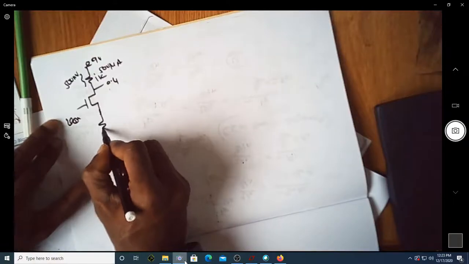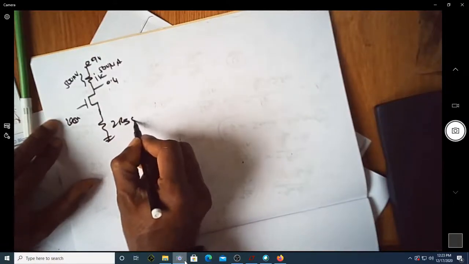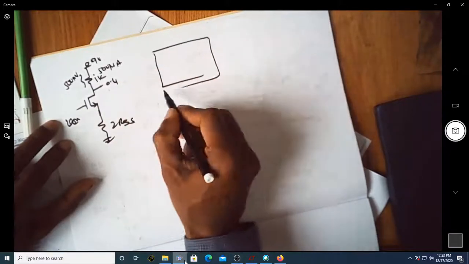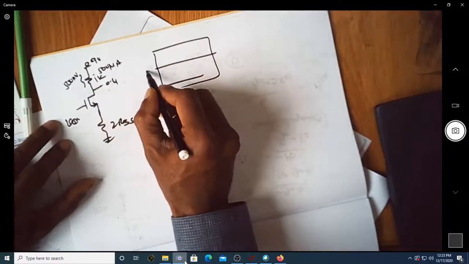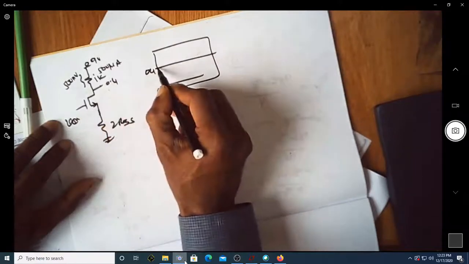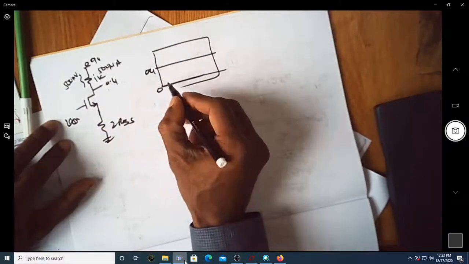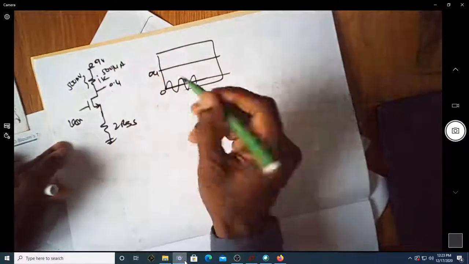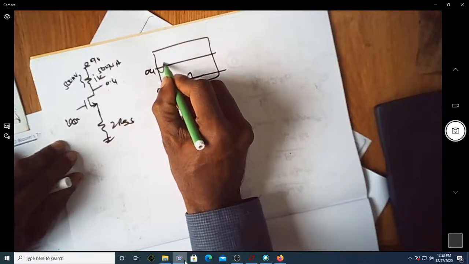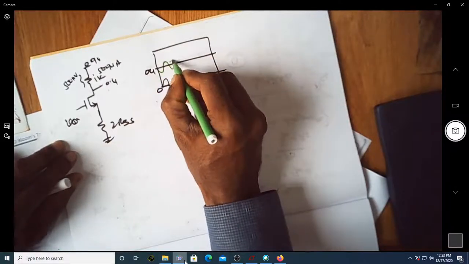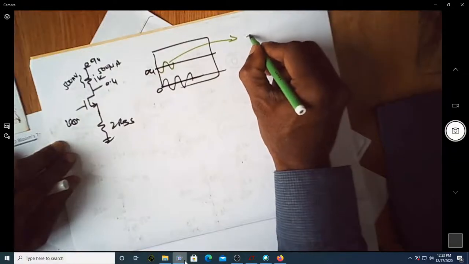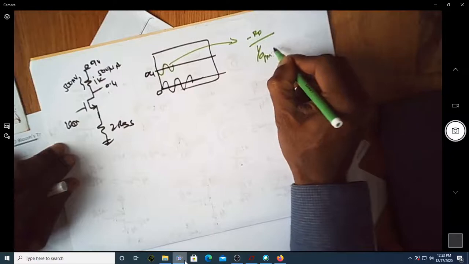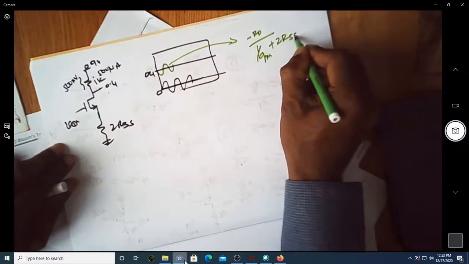You are applying a VCM here, and there is effectively a 2 RSS, and the output is centered around 0.4 volt. If the input voltage is going high, the output voltage will actually go in the opposite direction. The gain of this happens to be minus RD divided by 1 over GM plus 2 RSS.